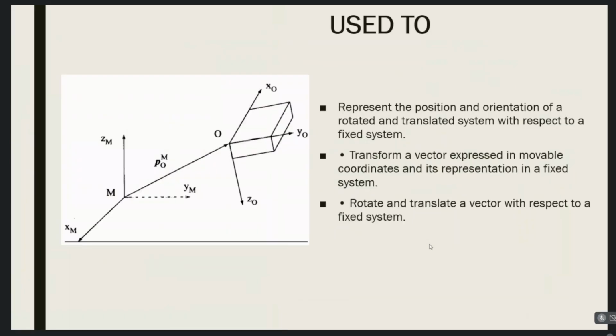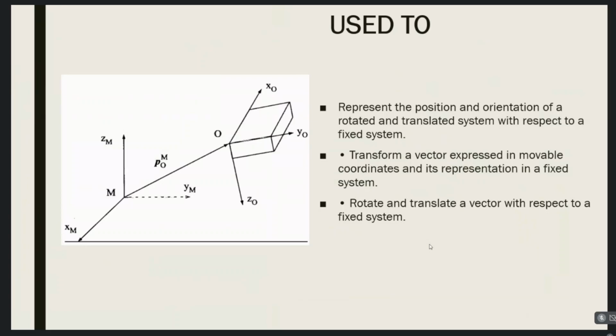Uses. Homogeneous transformation matrices are mainly used in the robotics area, such as to represent the position and orientation of a rotated and translated system with respect to a fixed system, transform a vector expressed in movable coordinates into its representation in a fixed system, and rotate and translate a vector with respect to a fixed system.